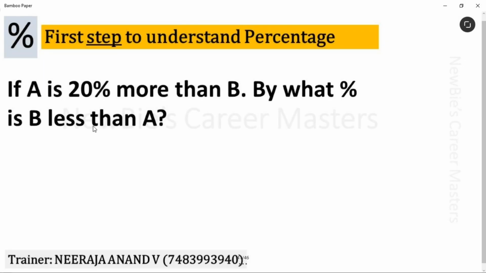Newbies, very interesting question is here. See, A is 20% more than B. By what percent is B less than A? As I mentioned in the intro, we usually answer it is 20% less, but it is wrong. Okay, technique is very simple. Let's go with the assumption method. Let's take B value as 100. If B is 100, we have to take A as 120. What is the reason? Reason is A is 20% more than B.